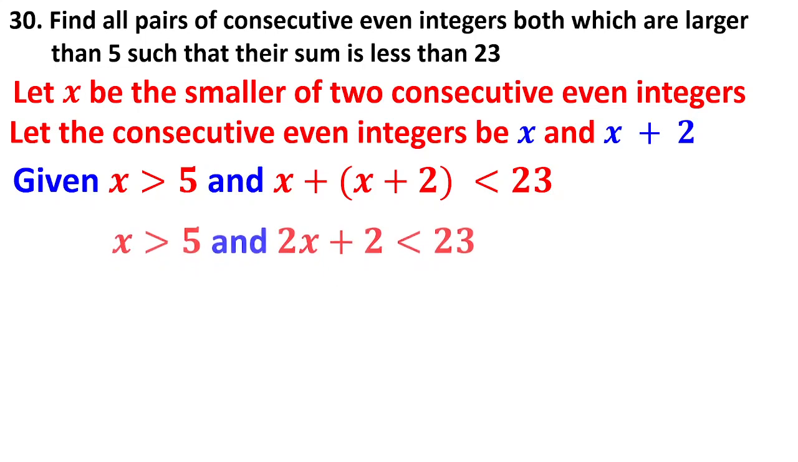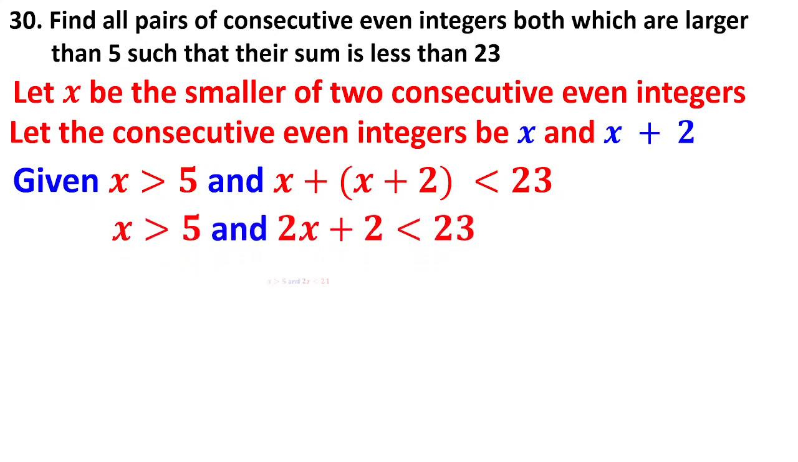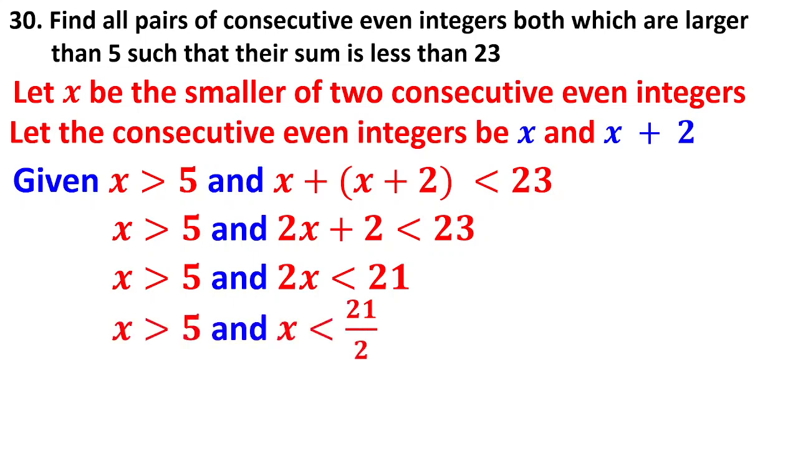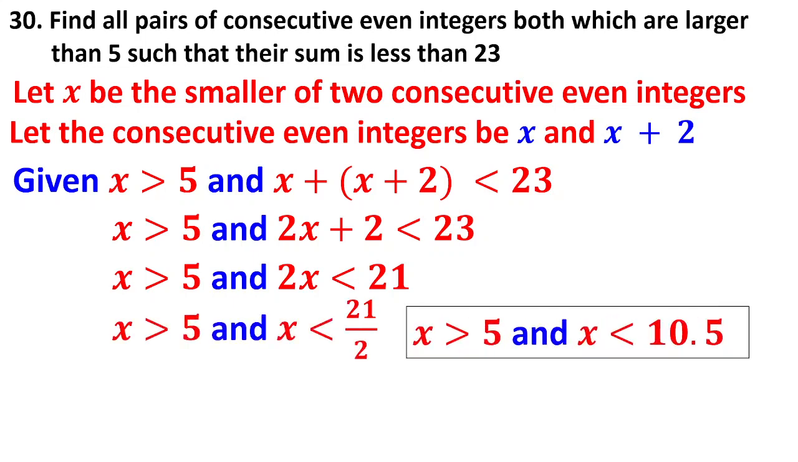We will continue. X is greater than 5 and 2x plus 2 less than 23. X is greater than 5 and 2x is less than 21. Therefore, x is greater than 5 and x is less than 10.5. Where you cannot go more than 10. But these are all even integers.